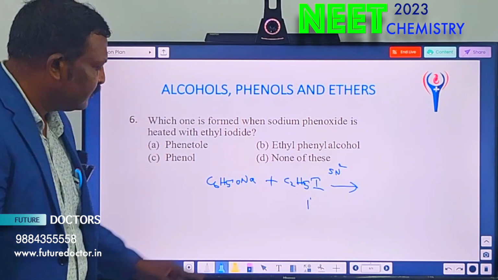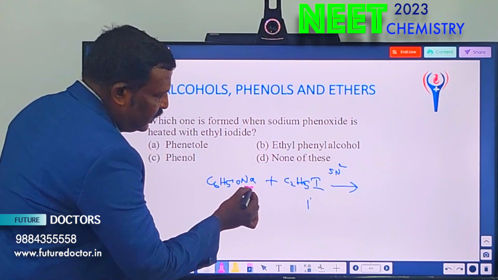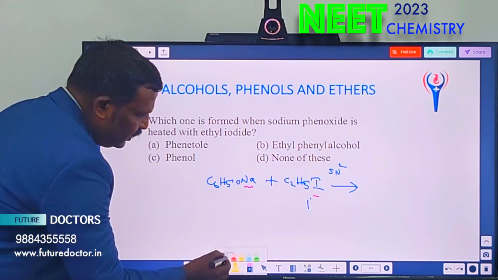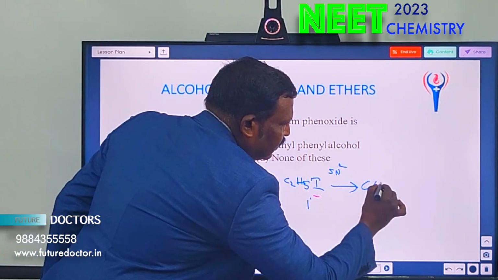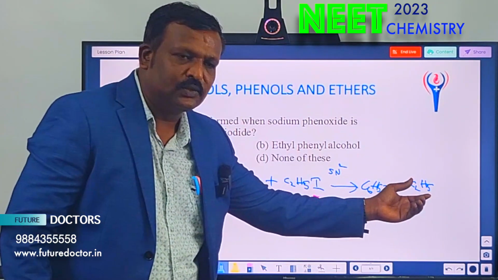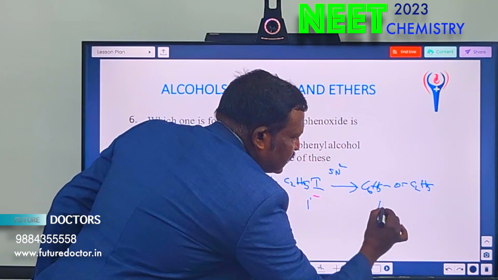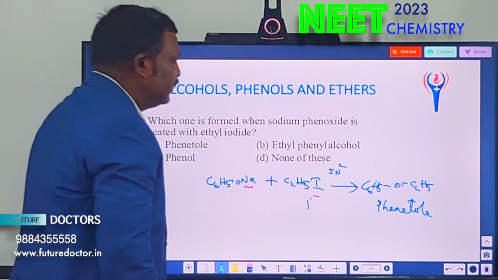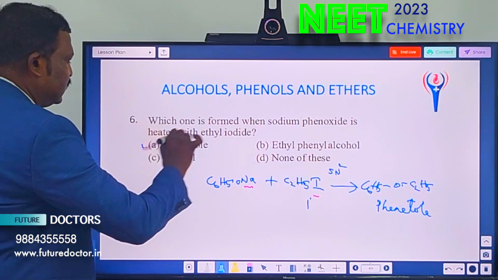So simply remember, NaI is removed. Understood? Remaining is C6H5OC2H5. The product will be C6H5OC2H5. Understood? Right. If CH3 is present, it's called anisole. But here C2H5 is present, and this is called phenetole. Phenetole. It's a commercial name; you have to memorize it. So the answer is A, the correct one.